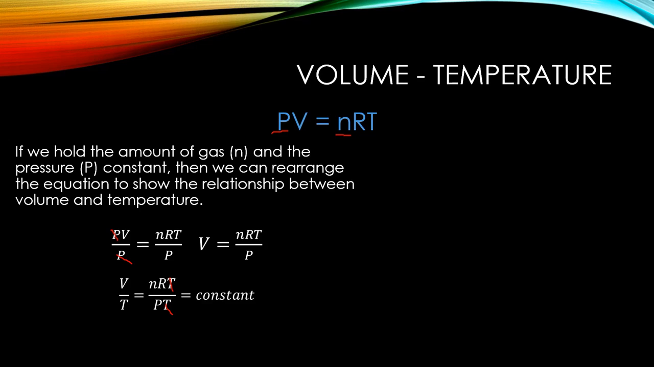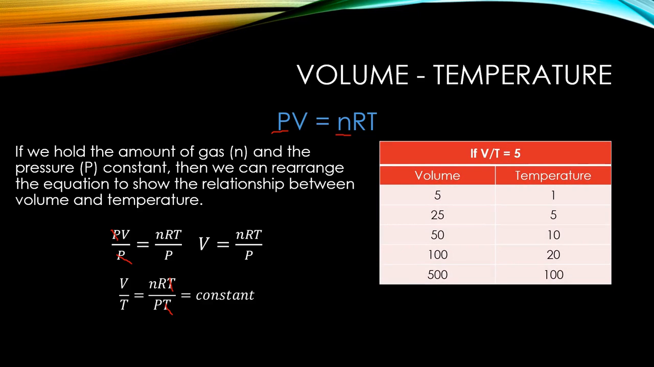And so of course, R is not going to change. So what does this mean? Well, if we just pick a number and say that volume over temperature is equal to 5, just for the purposes of showing you what this means. If the volume is 5, that means the temperature is 1. If the volume is 50, the temperature is 10. And if the volume is 500, the temperature is 100. So this clearly shows that if you increase the volume, the temperature will also increase.